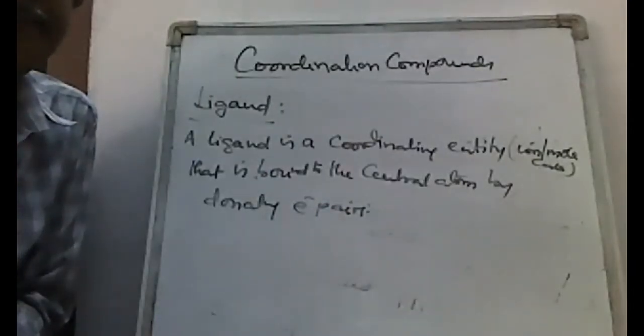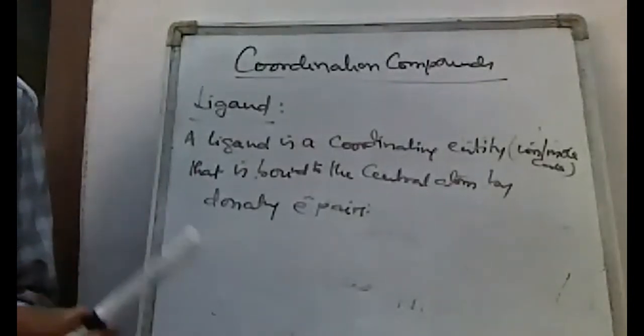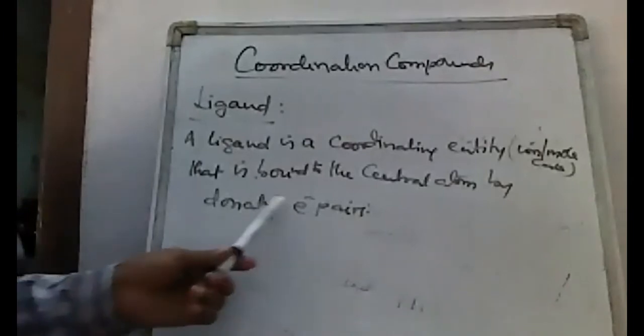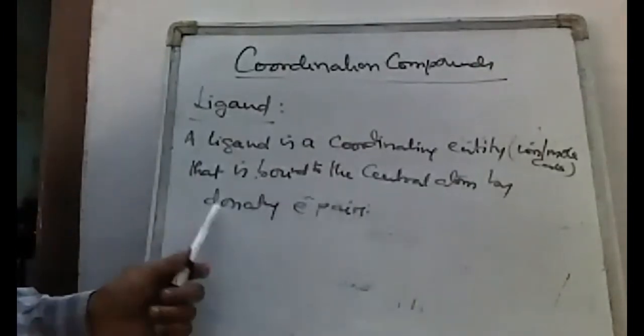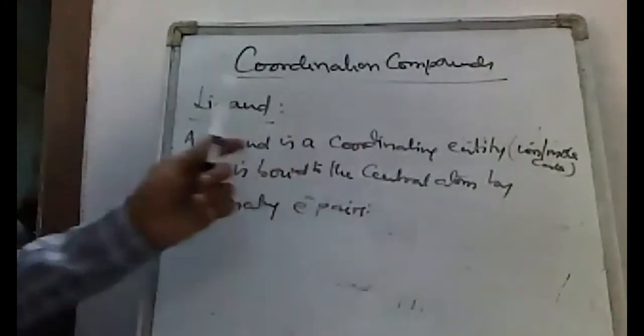Ligand is a coordinating entity. Ligand is an atom in an ion. A ligand is an ion or a molecule which is bound to the central atom by donating its electron pairs. That one we are calling the ligand.